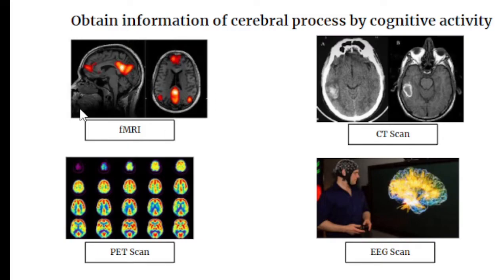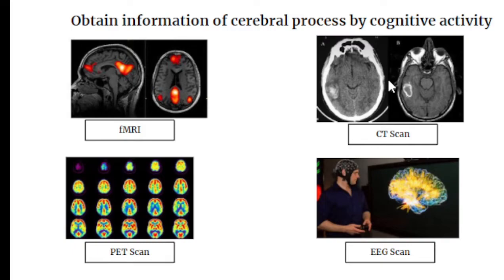So this is fMRI, and what this does is that it basically detects the changes in flow of blood and oxygen levels in our brain, and when that happens, we get these highlights here. And this is a CT scan. In this we get multiple X-rays of the brain, and those X-rays are then used to form a 3D representation of the brain.